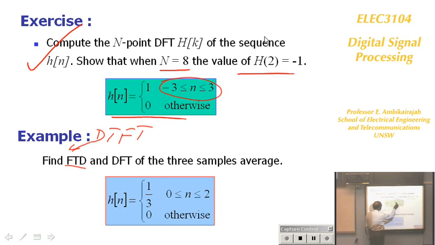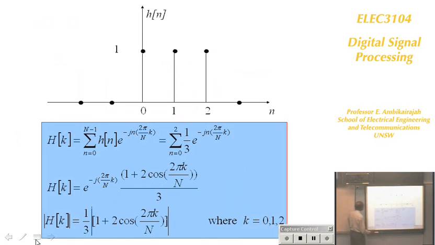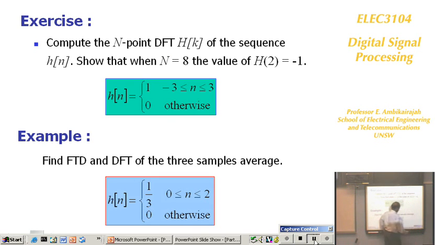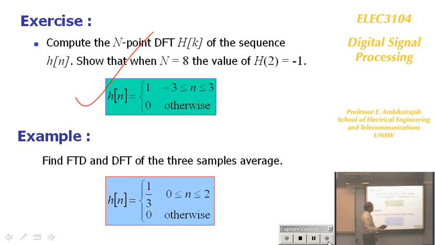If you write the equation, the sum will be from minus 3 to plus 3. So it is from 0 to 2, otherwise 0, so I can switch them around. Then draw it. This is what I have: 1, 2, 3 values. This is the example that you have to try out and show this. Okay, so you should try this out.